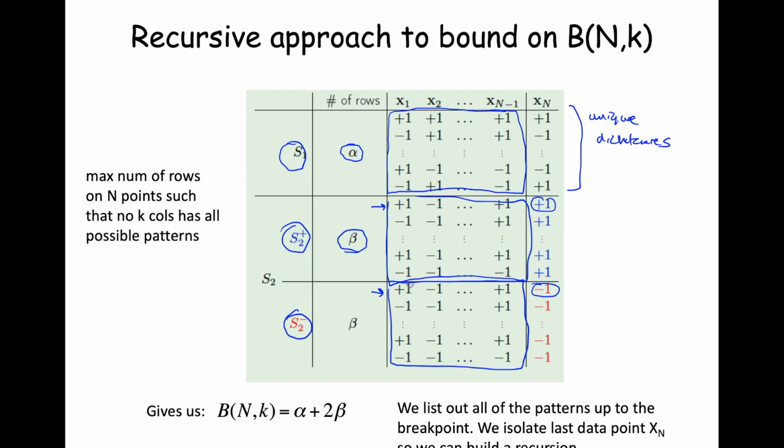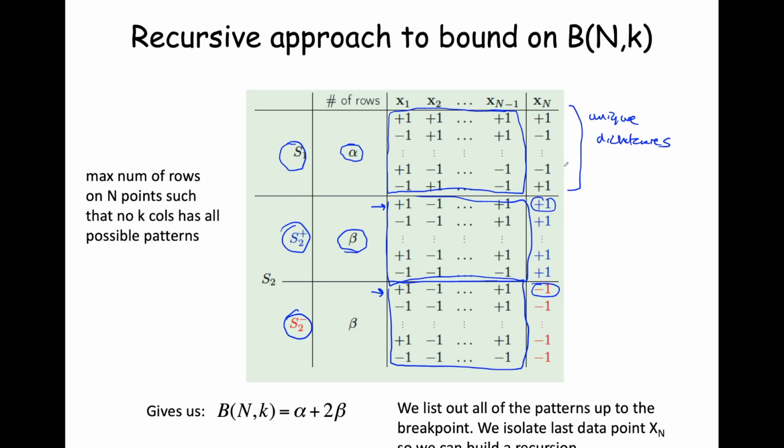Okay, so we list all of these out, and with this grouping together, we can count all of the dichotomies on a data set of size n given a breakpoint of k. So we just add these up. That's alpha, that's set S1, plus beta, that's set S2 plus, plus beta, that's set S2 minus, for a total B(n,k) equal to alpha plus 2 beta. And so these are all of the patterns of +1 and -1, the dichotomies, for our data set of size n given a breakpoint of k. All right.